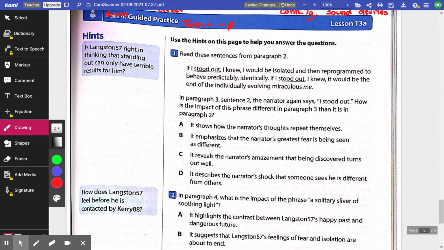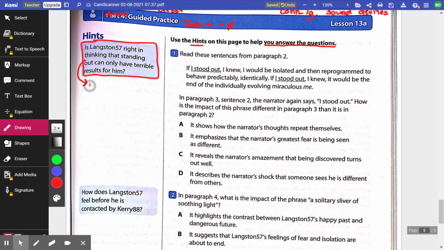So now let's go ahead and look at our directions. Our directions say to use the hints on this page to help us answer the question. Just like always, for all of our part fours, we have hints that are going to help us answer the questions. So let's look at our first hint before we look at number one. This hint says, is Langston 57 right in thinking that standing out can only have terrible results for him? Well, I would say not necessarily right, but if he stands out, we know that it could have bad results.